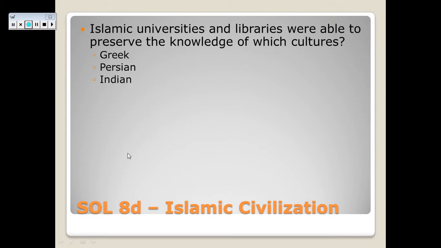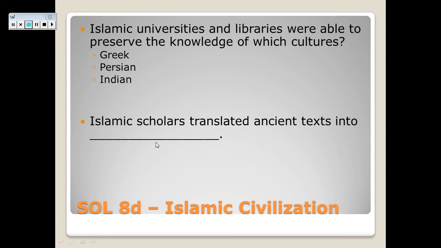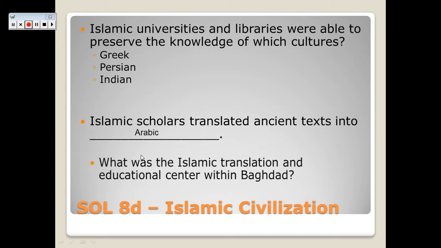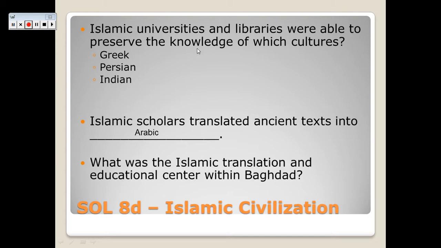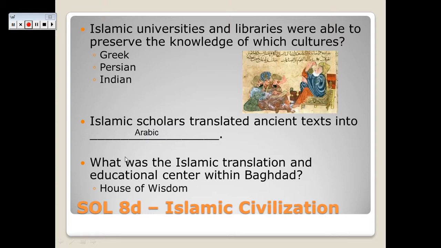Islamic universities and libraries were able to preserve the knowledge of which cultures? The answer to that is Greek, Persian, and Indian, as well as Roman too. So you're going to have Greek, Persian, Indian, Roman culture preserved in Islamic universities and libraries. This is the second place where Greco-Roman culture is going to be preserved. Islamic scholars are going to translate ancient texts from the languages they were originally written in into Arabic. And the Islamic Translation and Education Center within Baghdad was known as a House of Wisdom. So these are the foundations for early universities. They were called Houses of Wisdom.